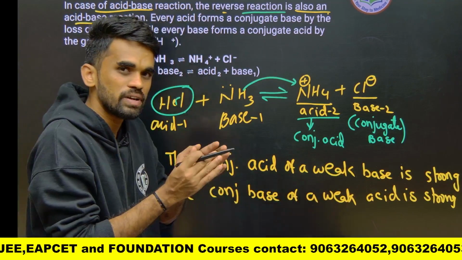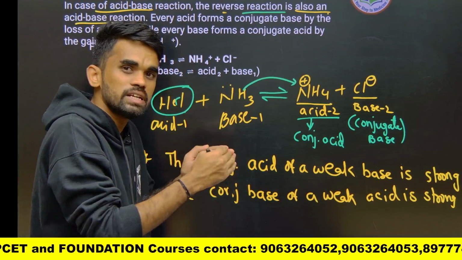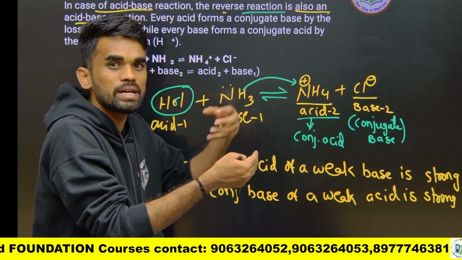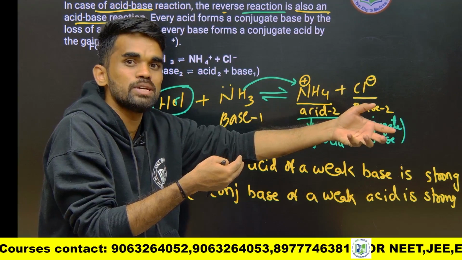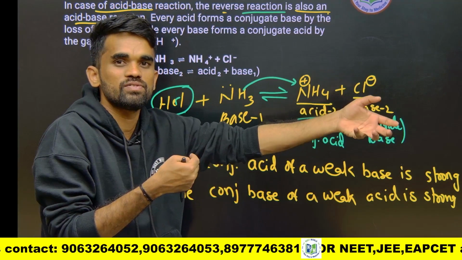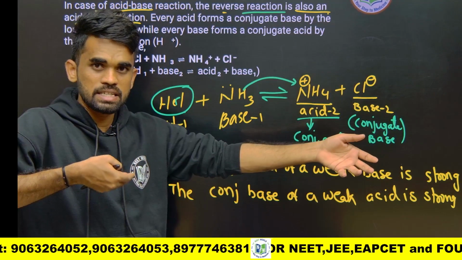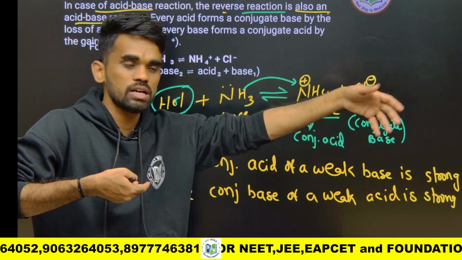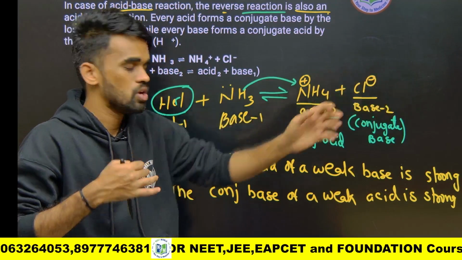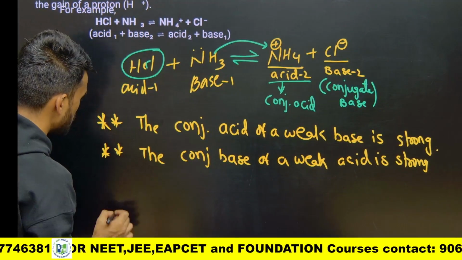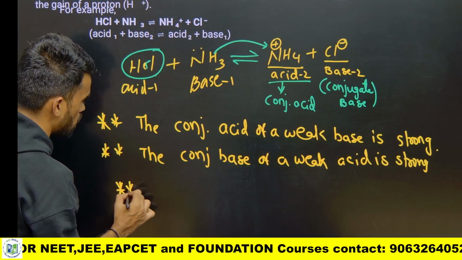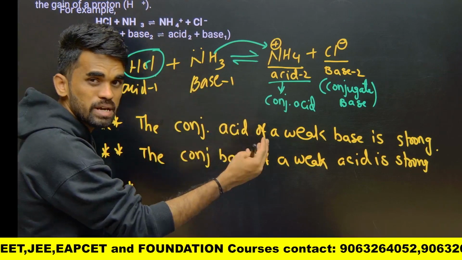So if we take any weak acid, after releasing H plus, we will be getting the respective conjugate base, so that will be strong. Weak acid's conjugate base will be strong. If this side is weak, that side will be strong. If that side is weak, this side will be strong. Okay, the next statement is that one only. For example, here we know HCl is a strong acid, then the respective conjugate base will be weak.